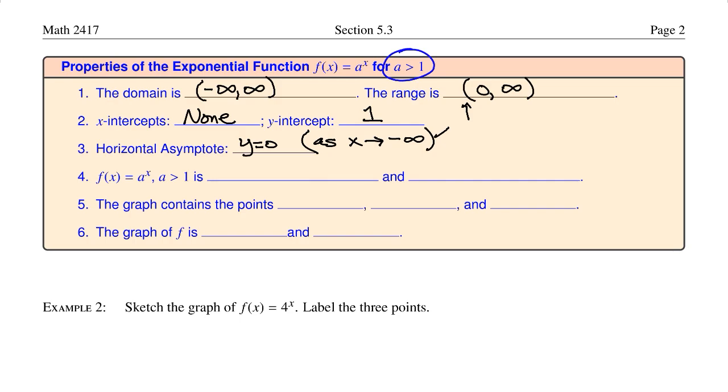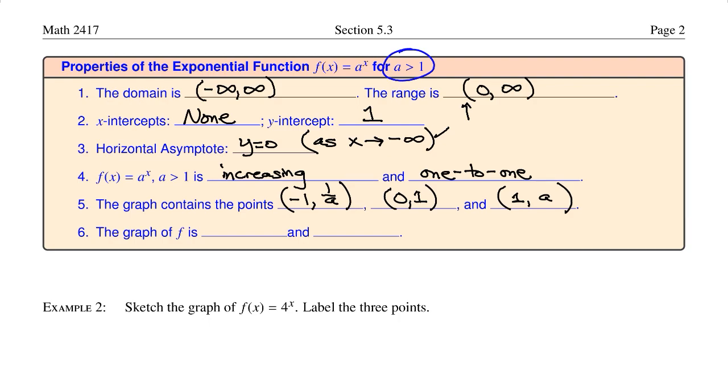For f of x equal to a to the x with a greater than 1, this function is increasing. And it is 1 to 1. The graph contains these 3 points. So negative 1 and 1 over a, so the reciprocal of the base, 0, 1, and 1, a.